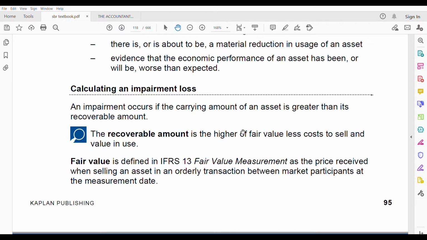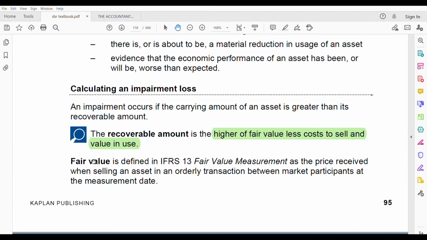Recoverable amount is the, remember this because in the exam you might need to calculate your recoverable amount before you calculate impairment loss. Okay, recoverable amount is the higher of fair value less cost to sell and value in use. Whichever is higher. If your fair value less cost to sell is higher, then that is your recoverable amount. If your value in use is higher, then that is your recoverable amount.